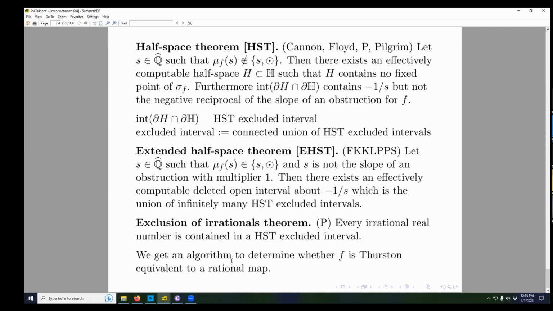Questions? That's the end of the preliminaries.